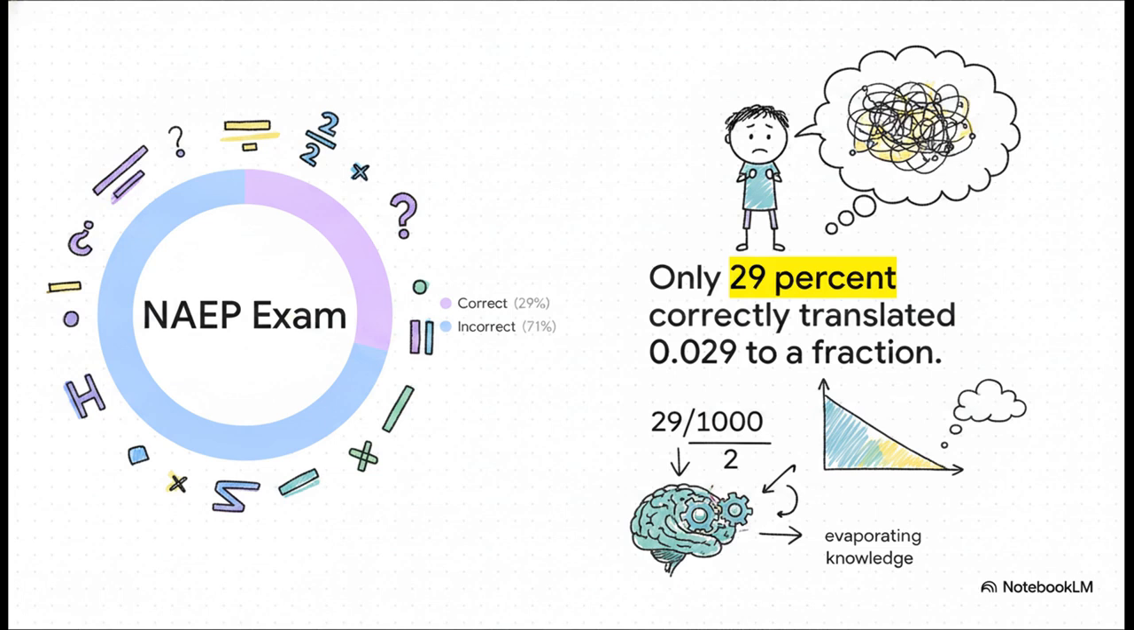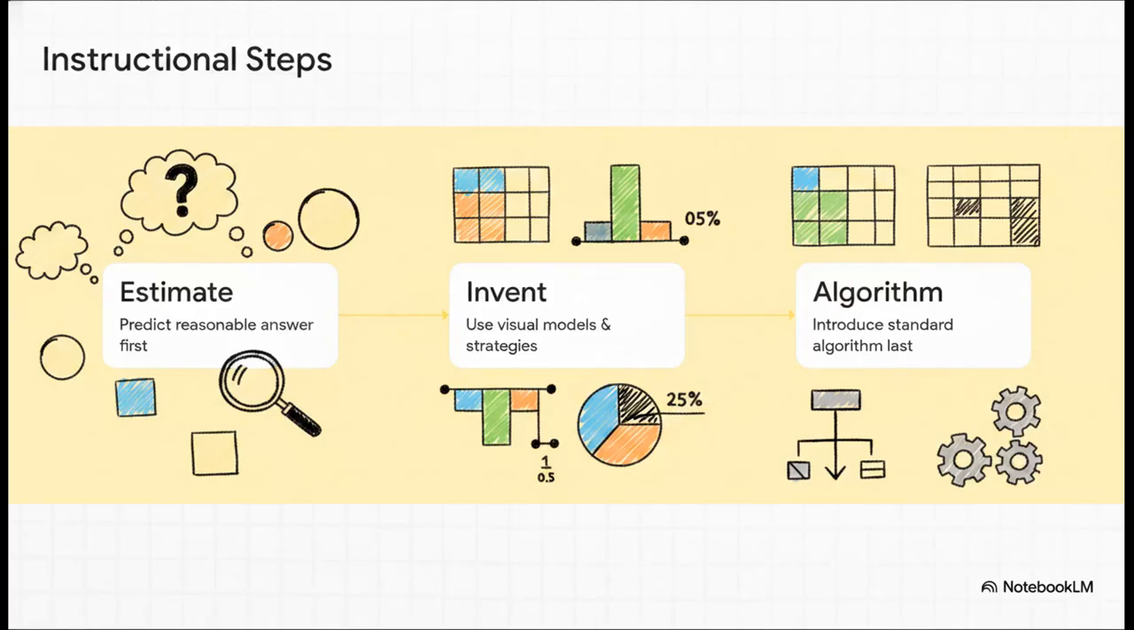Wow! When we force kids to just line up the dots without understanding why they're doing it, the knowledge evaporates. They memorize a procedure to pass a test, and they completely lose the mathematical meaning. So, how do we fix this? We follow this mandatory instructional scaffolding. Step 1, always start with estimation. Before a pencil ever touches paper to line up a decimal point, students must predict a reasonable answer using whole numbers. Step 2, encourage invented strategies using those visual models we talked about to calculate the exact answer. And finally, step 3, only after steps 1 and 2 are rock solid do we formally introduce the standard algorithm.